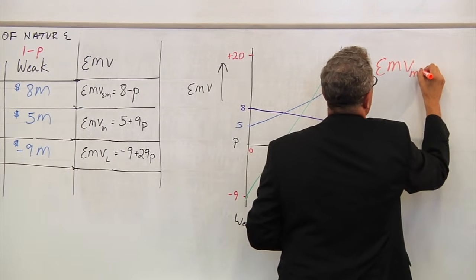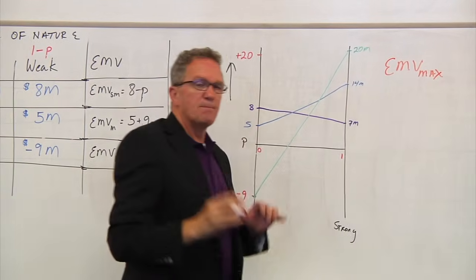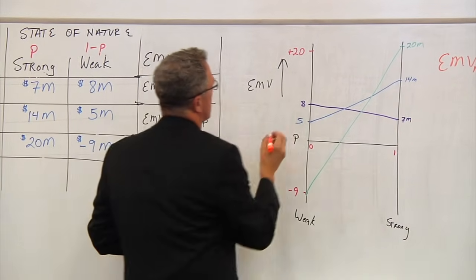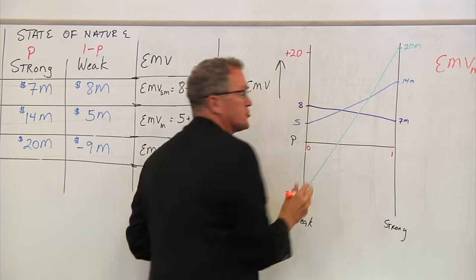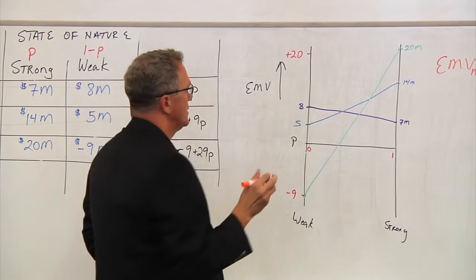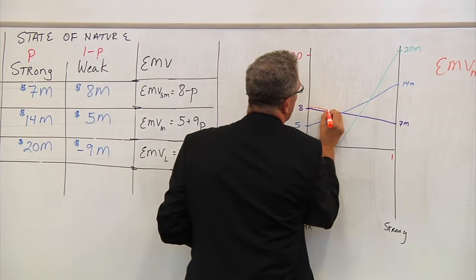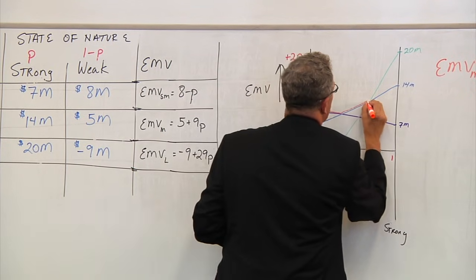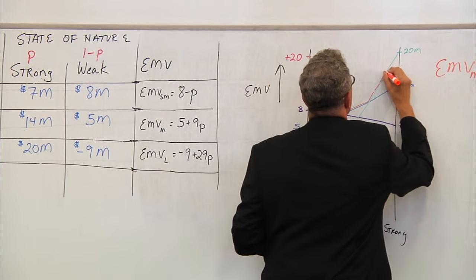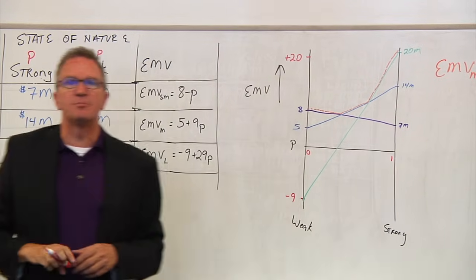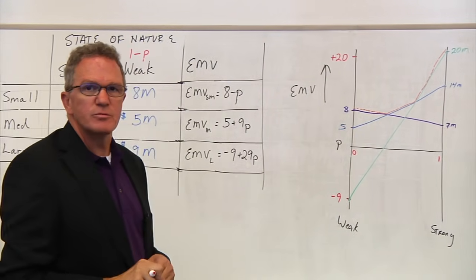We also have something that we would refer to as a curve that's called expected monetary value max. The maximum expected monetary value would be this upper curve. We're trying to maximize investment. So it would be this curve right here that shows us for every value of P, what's the most we can get.